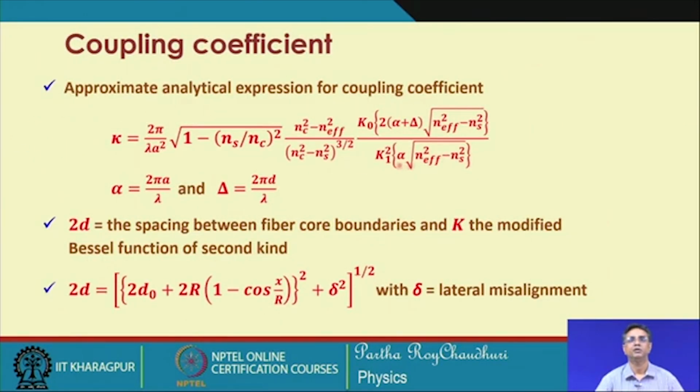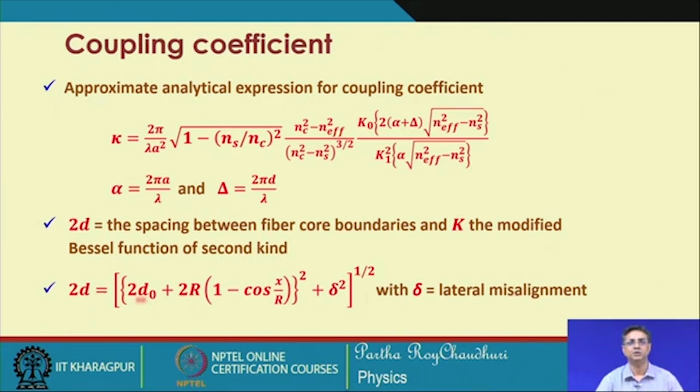And this coupling coefficient requires a little algebraic operation to come to this expression for kappa, which includes the substrate refractive index, the core refractive index, effective index, and this delta, which is defined by 2 pi d by lambda, whereas alpha is defined by 2 pi a by lambda. 2d is the spacing between the fiber core boundaries, and K is the modified Bessel function of the second kind. We have seen this K in the case of optical fiber.